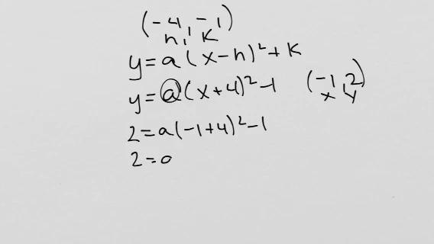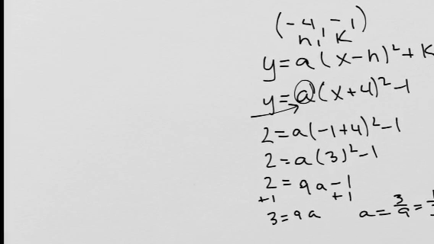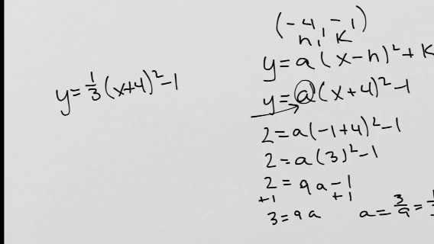Following PEMDAS, I'm going to solve the inside of my parentheses first. Then I want to get a alone. a equals 3/9, which is 1/3. So I can put that back into my original equation for a, and I get the vertex form of my equation: y = 1/3 (x + 4)² - 1.